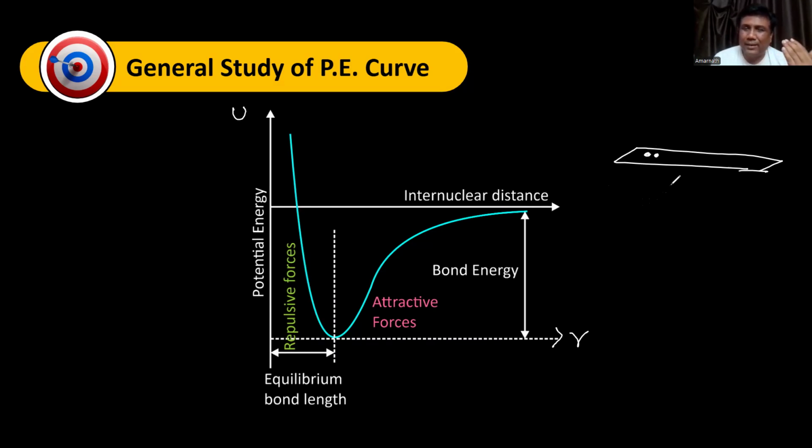Sorry, this is not R. This will be R. This is the origin. So when you bring them closer, then potential energy increases. And when you bring them away from a particular separation, then also potential energy increases.